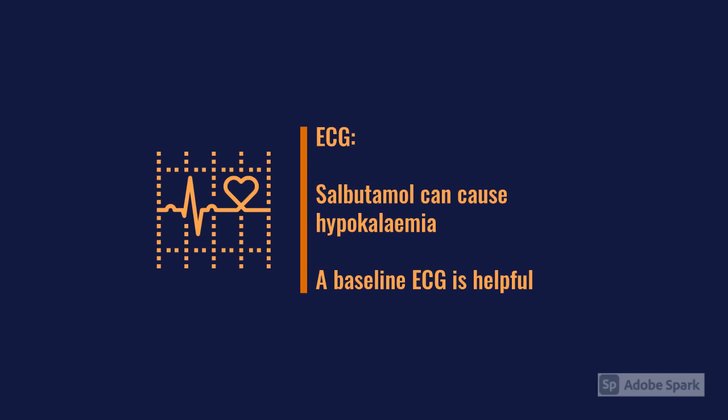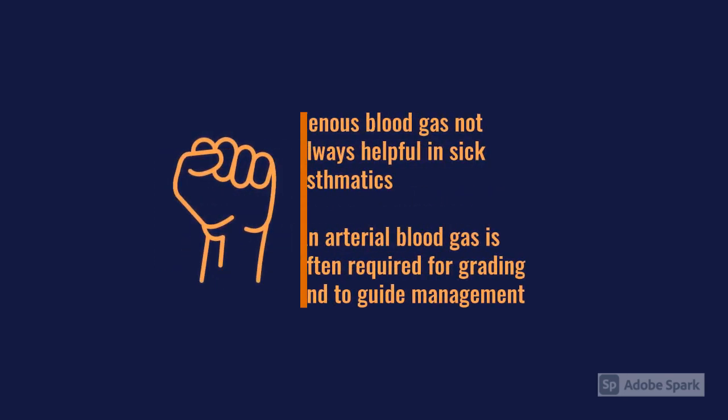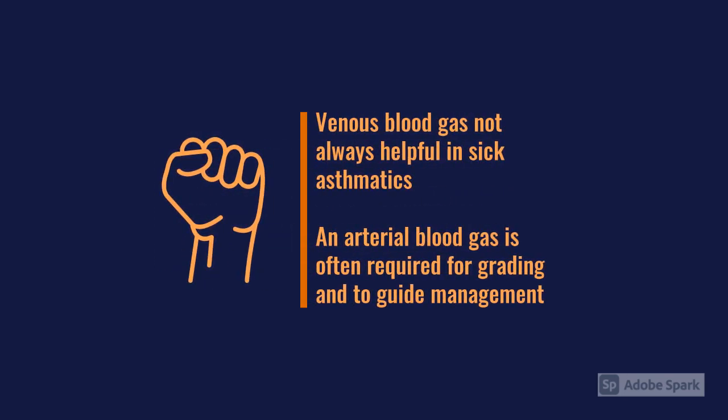So a venous blood gas, not always particularly helpful. If you've got somebody who's got severe asthma or somebody who is hypoxic on air, then they're going to require an arterial blood gas. Refer back to the BTS severity guidelines, and that just makes sense why, but you need to know what the CO2 is doing.